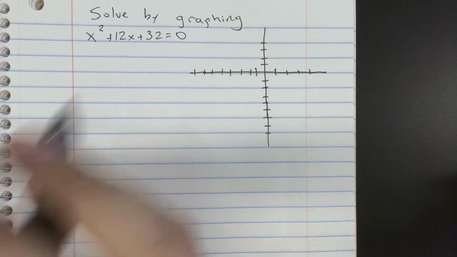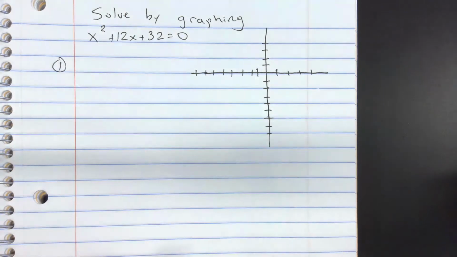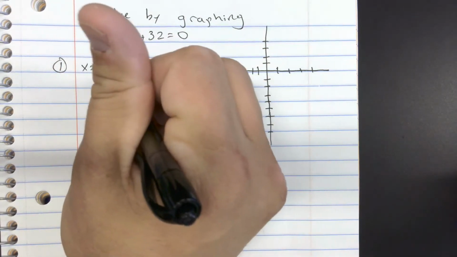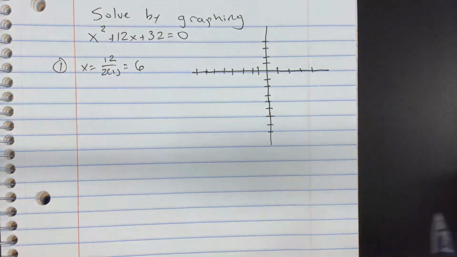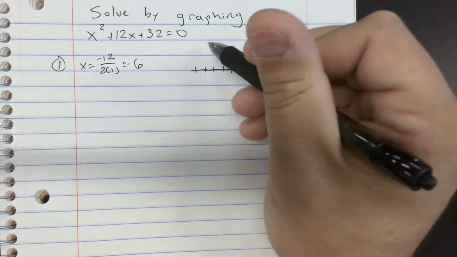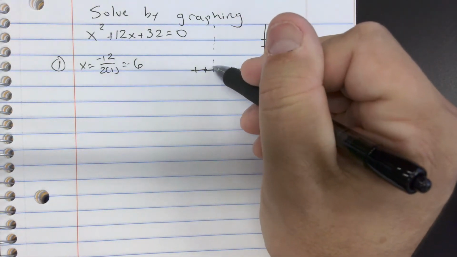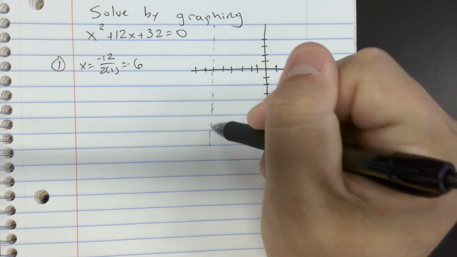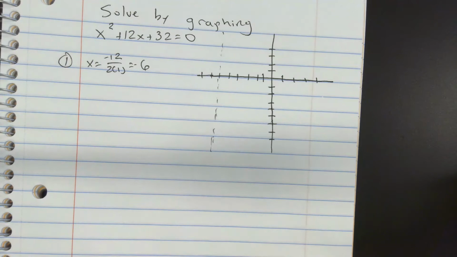So number one, we first have to find the axis of symmetry. So x equals negative 12 over 2 times 1, or 6. That is terrible. Is it really 6? Negative 6. So it's negative 6. So we're going to have an axis of symmetry that goes through negative 6 right there.